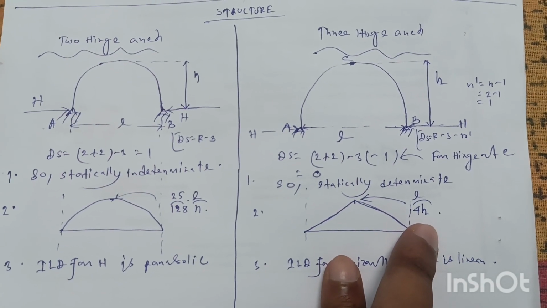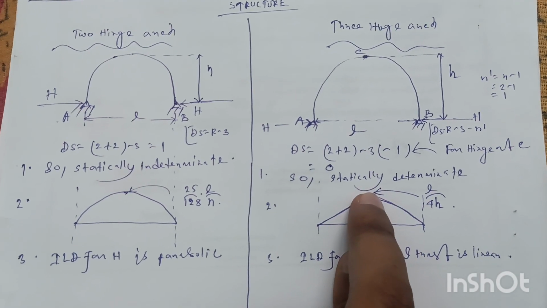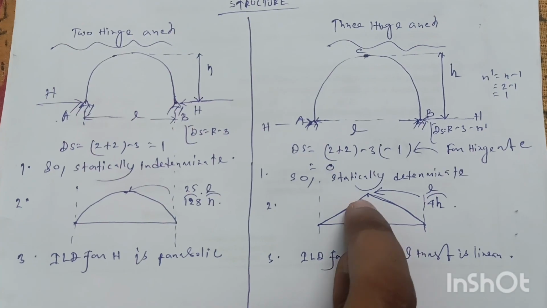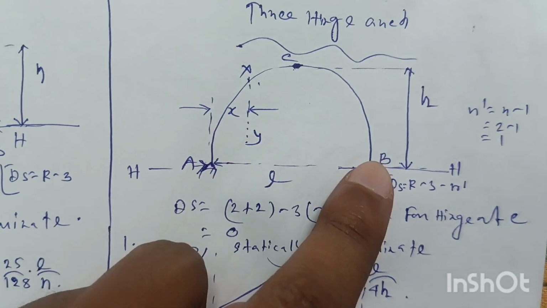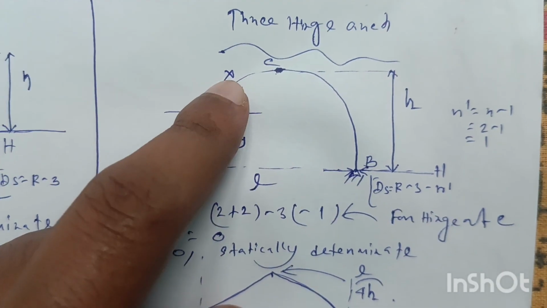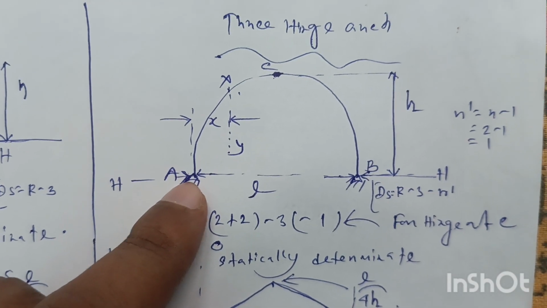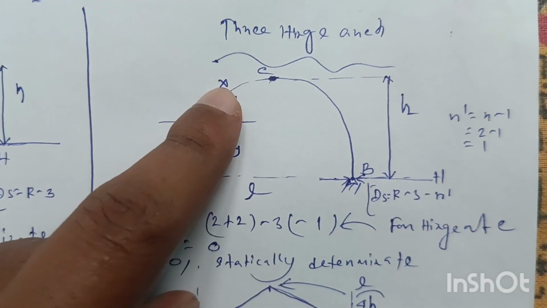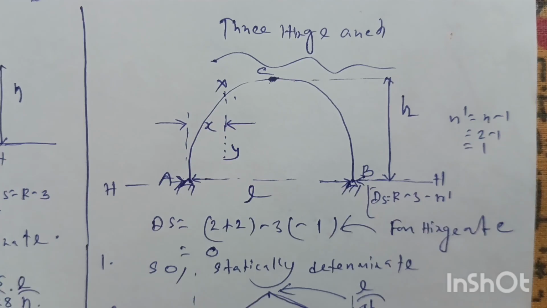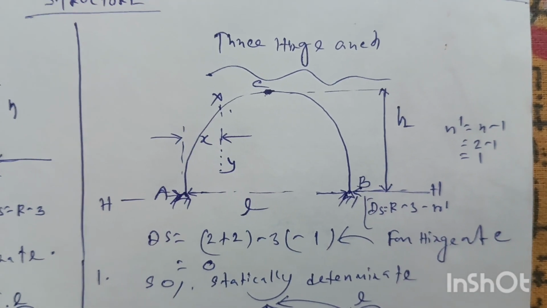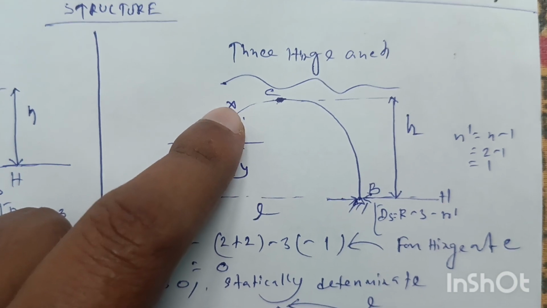H is the height of the arch and L is the length of the arch, and maximum horizontal thrust will be available when the unit load is at the crown of the 3 hinge arch. Suppose for this 3 hinge arch ABC, we are taking a section XY at a distance small x from the support A. When the unit load is placed at this section XY, the sagging bending moment will occur when the unit load is at this section itself.